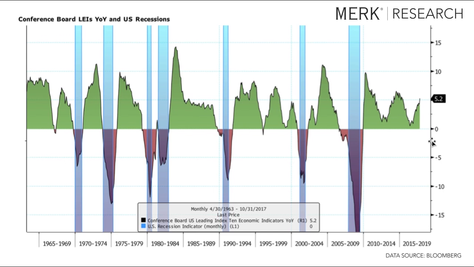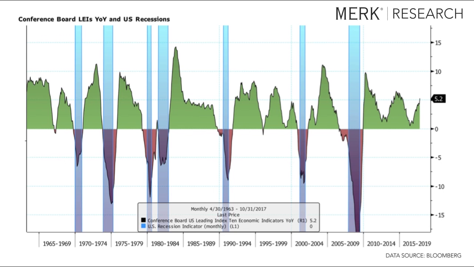Now you can see that historically, looking at these 7 recessions in this time window, this leading economic indicators rate of change year over year has fallen negative ahead of each of these recessions, and so it has acted as advertised as a leading indicator. There were 2 head fakes where it dipped negative and a recession did not follow, in the mid to late 60s and the mid 1990s.